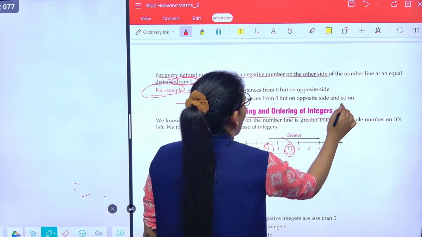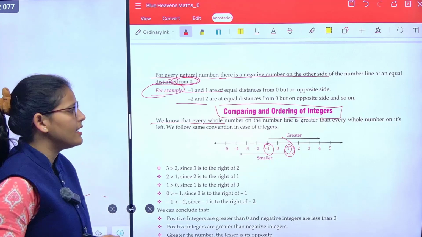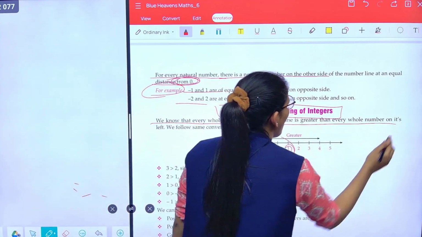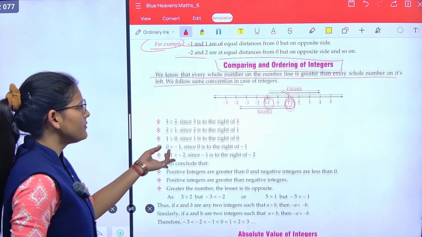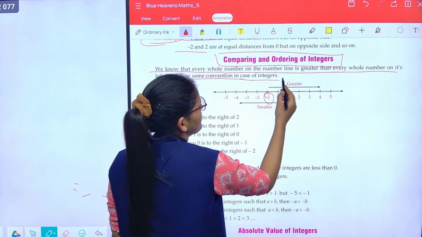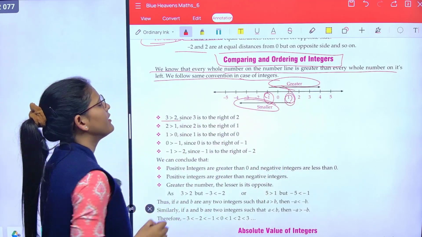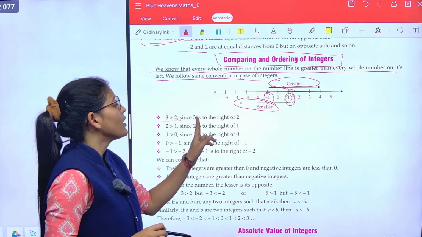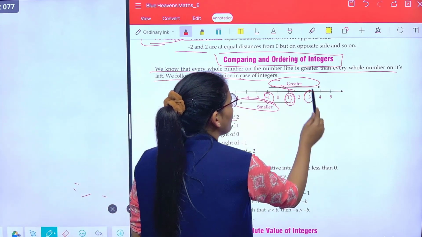Comparing and ordering of integers. We know that every whole number on the number line is greater than every whole number on its left. We follow some convention in case of integers. Now 3 is greater than 2 since 3 is to the right of 2.